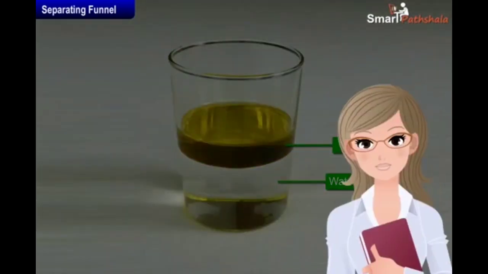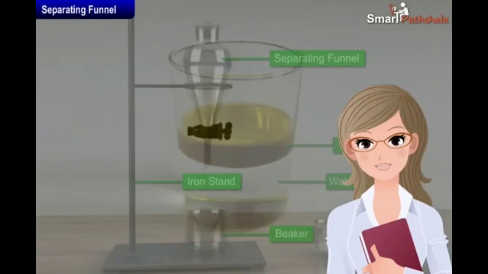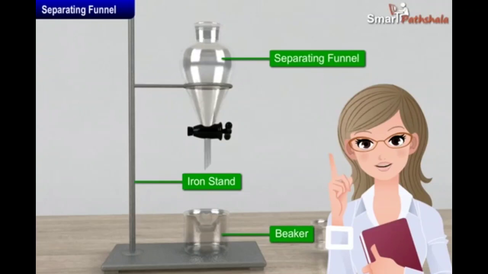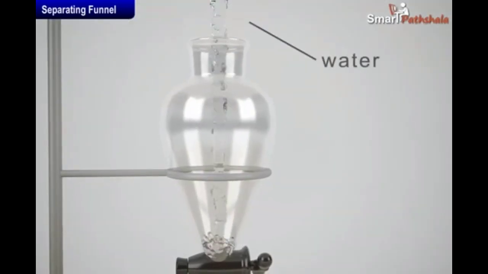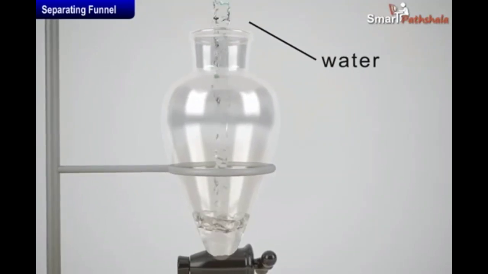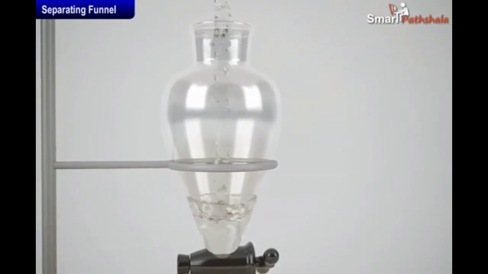Now, let's understand this method with the help of an activity. The materials required for this activity are a separating funnel, an iron stand and a beaker. Now, let's do this activity with these materials. Let us try to separate kerosene oil from water using a separating funnel.